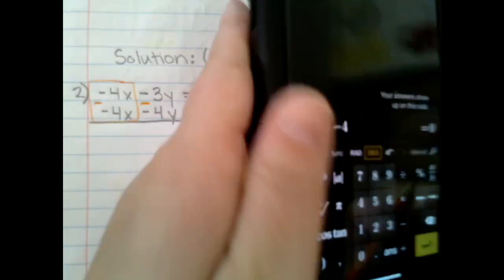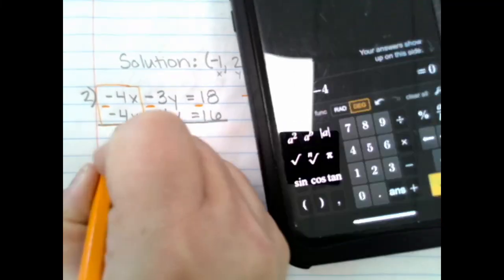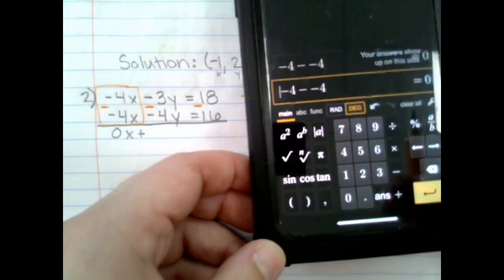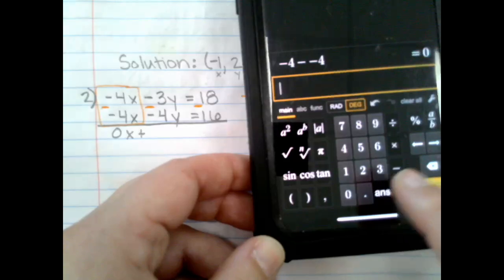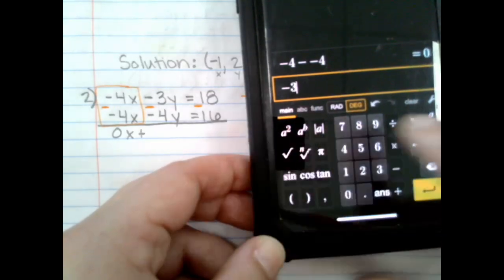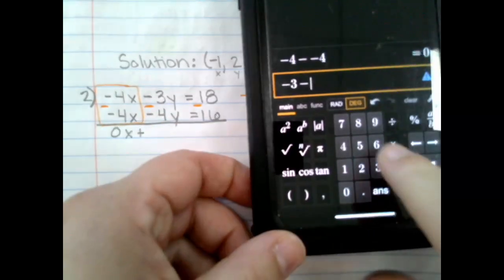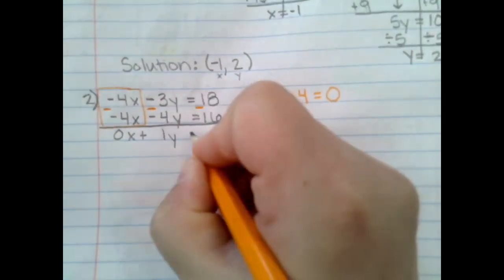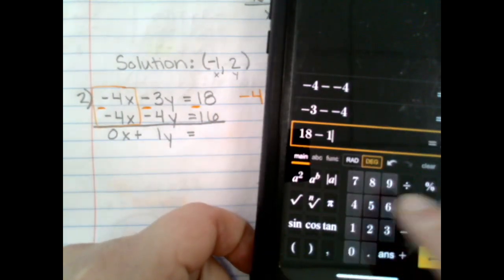All right, we just did that first one. Negative 4 minus negative 4 is 0. So we get 0x plus. Now we're going to do this next one. I have a tough time when there's so many negatives, so I like to use my calculator for this one. Negative 3 minus, that's the orange minus, negative 4, and we get 1. So 1y equals 18 minus 16. Should get 2.